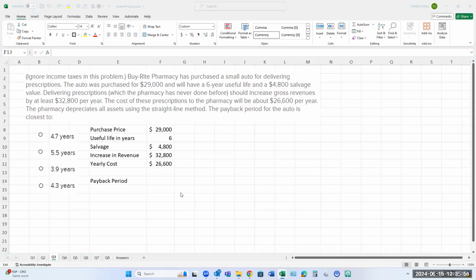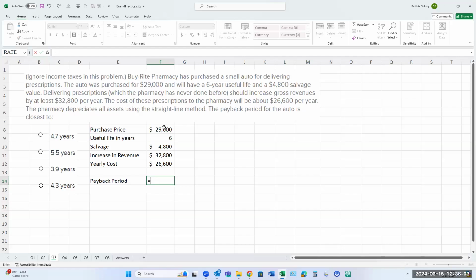So for payback period, we need to do the initial investment divided by the cash flow. So we have an increase in revenue of 32,800, and the cost or negative part is 26,600. So the payback period is 4.7 years. And the reason that we don't worry about depreciation or salvage value is because the payback for this auto is going to be before salvage value comes into play. Salvage value doesn't come into play until year 6, and this is going to be paid off partway through year 5. It's 4.7 years.